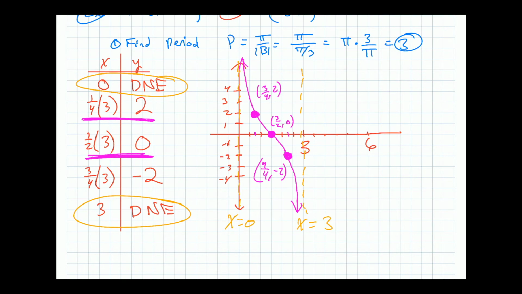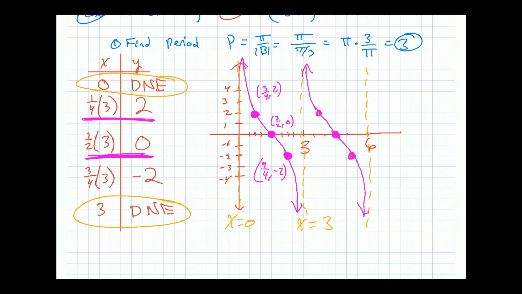Okay. So there you go. And then if you need to plot it again, like another period of it, you just come over here, put another asymptote, same distance away, and then you just copy the way it looks. Like that.